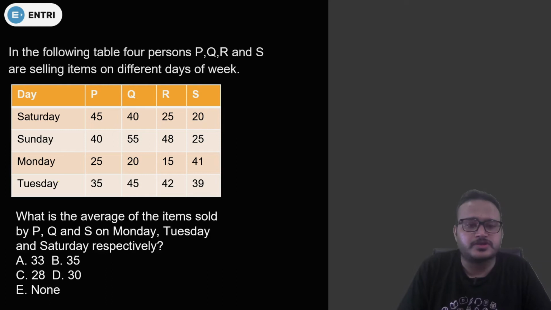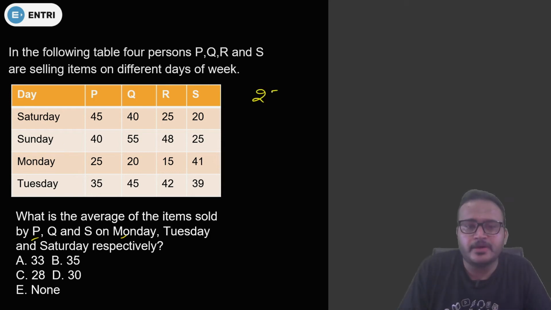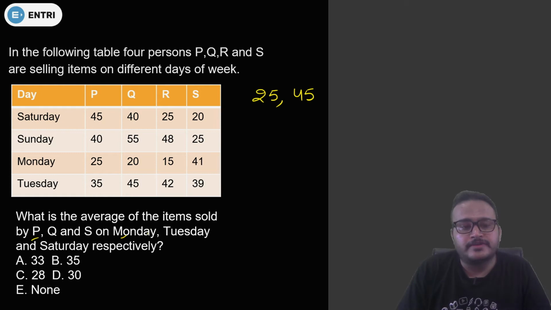So this is the next question, guys. What is the average of the items sold by P, Q and S on Monday, Tuesday and Saturday respectively? That means P on Monday. P on Monday is 25, and Q on Tuesday. Q on Tuesday is what, guys? 45. And S on Saturday means 20.